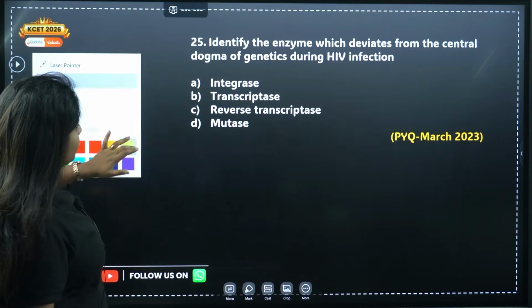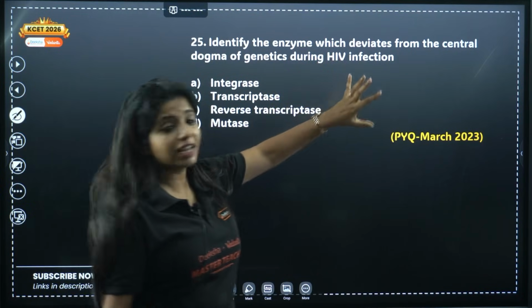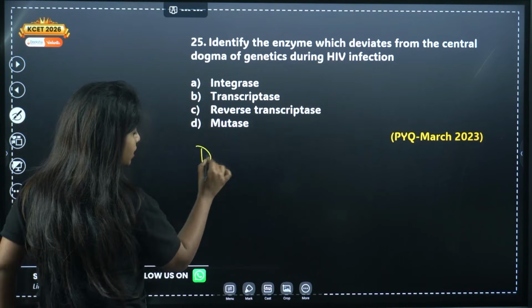Now, 25th question. Identify the enzyme which deviates from the central dogma of genetics during HIV infection. Central dogma of genetics is what?